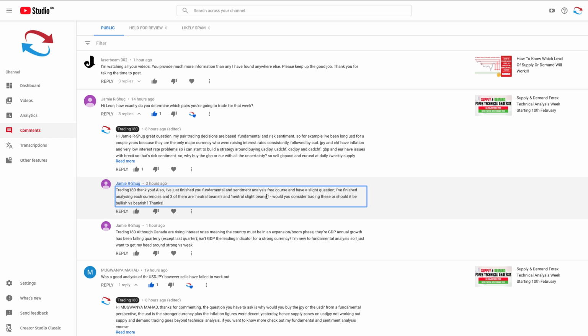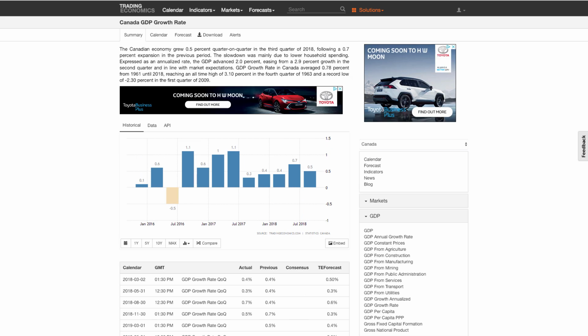Maybe, maybe not. Again, you're just looking for an edge, right? You're looking for an edge when it comes to fundamentals, and then you're looking for an edge when it comes to risk sentiment.